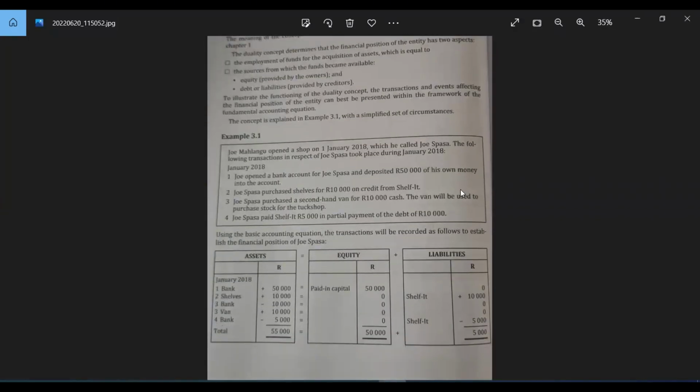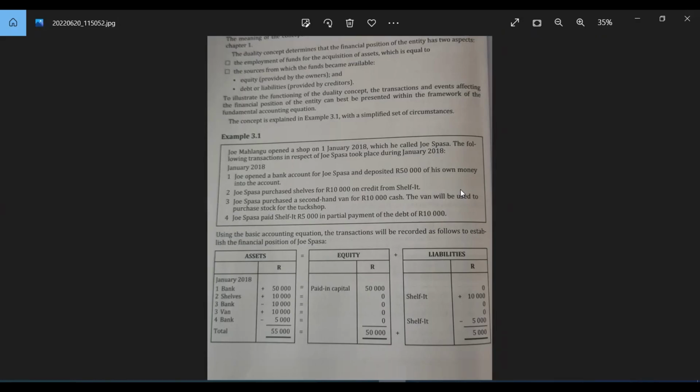Okay, so this explains the effect of transactions on the accounting equation. So I'm going to go through each of these examples and explain how it's recorded. Joe Malangu opened a shop on 1st January 2018, which he called Joe Spaza. The following transactions in respect of Joe Spaza took place during January 2018.